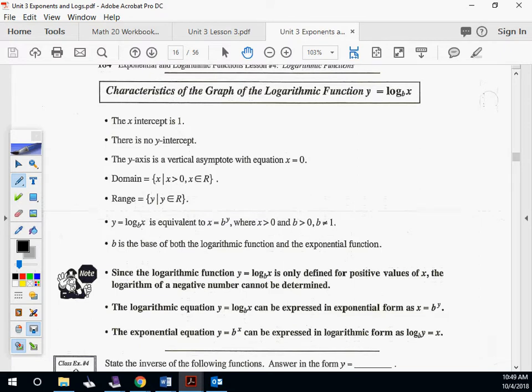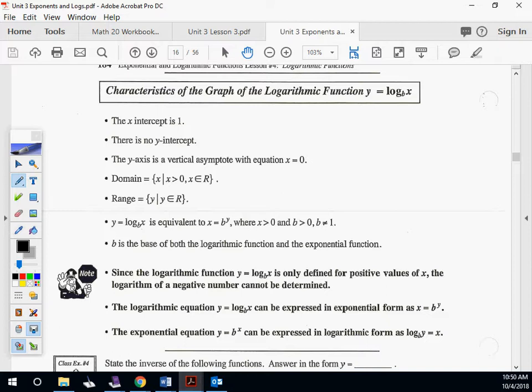So this stuff right here should be summarized. It's the flip of what we learned last class on Tuesday, right? So your characteristics of your graph of a log function: your x-intercept's 1 as opposed to your y-intercept being 1. There is no y-intercept as opposed to being no x-intercept. Remember, it's everything flipped from last class. The y-axis is the vertical asymptote, x equals 0 instead of y equals 0. Your domain's bigger than 0. Your range is all real numbers. Okay, so everything just flips from what we learned on Tuesday.